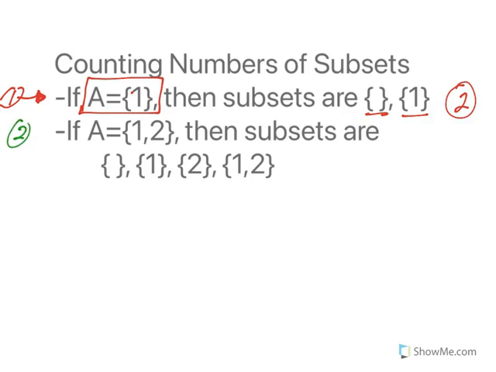If, in option 2, set A is both 1 and 2, then we have, of course, still the empty set and the full set, because those are both subsets. And then we also have the subset 1 and the subset of just 2. So there are 4. You might notice if we have 1 element in the set, that means we have 2 subsets. If we have 2 elements in the set, then we have 4 subsets. Are we seeing a pattern?